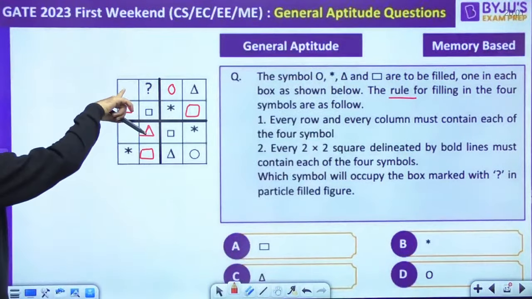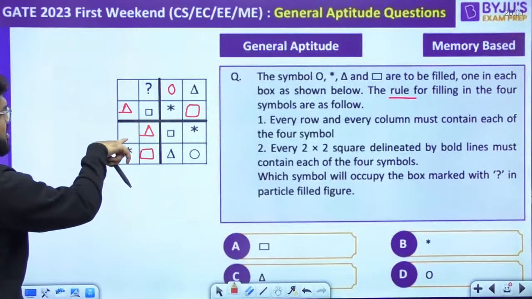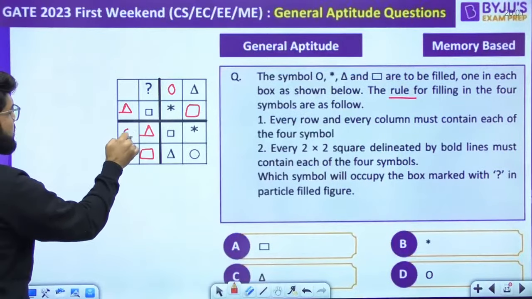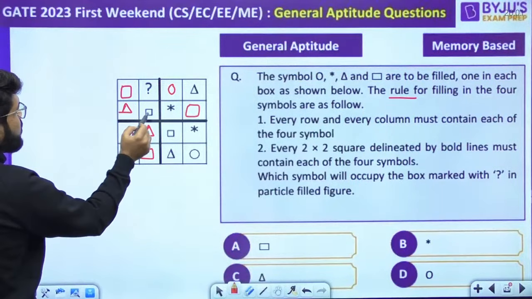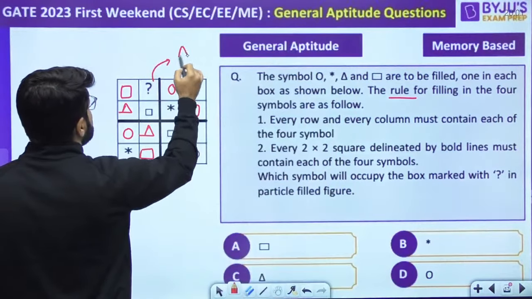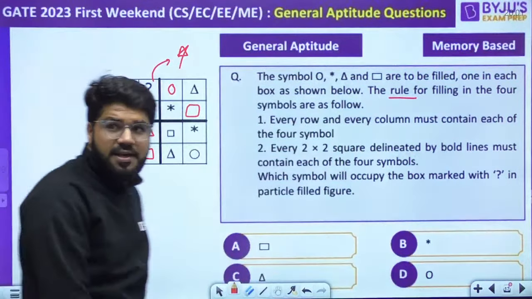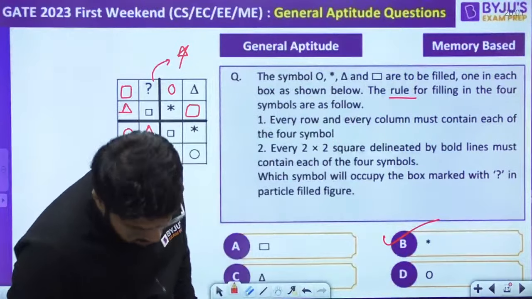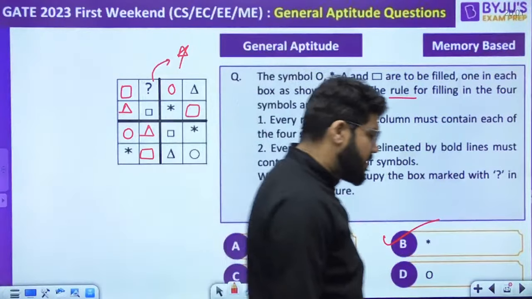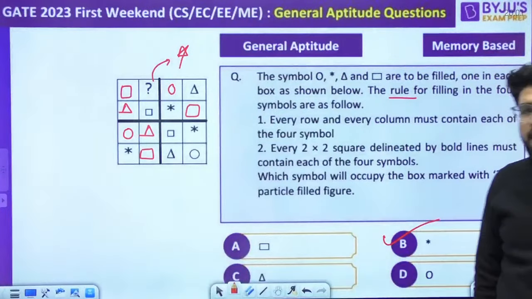Now you are only left with these two. This is filled first because only circle will come here. So now what is coming here? Box. And if this is box, what is only left is the star mark here. How simple it is. The correct answer is B. It's a star, dear. Right. Correct answer B. It is a star.